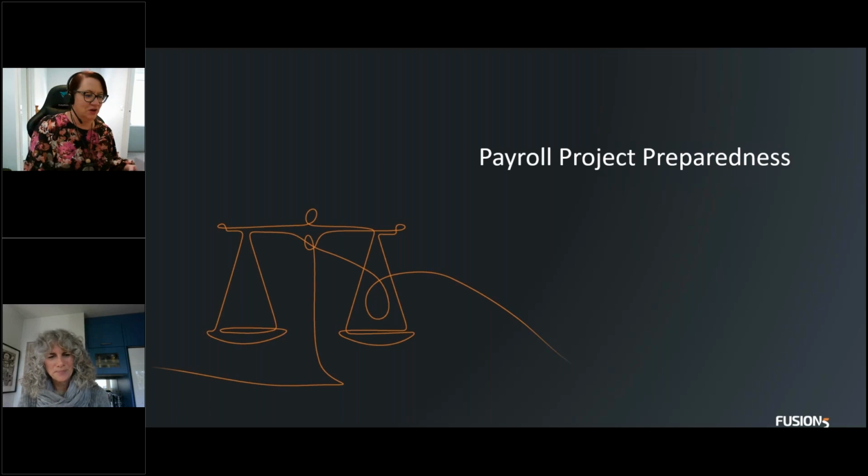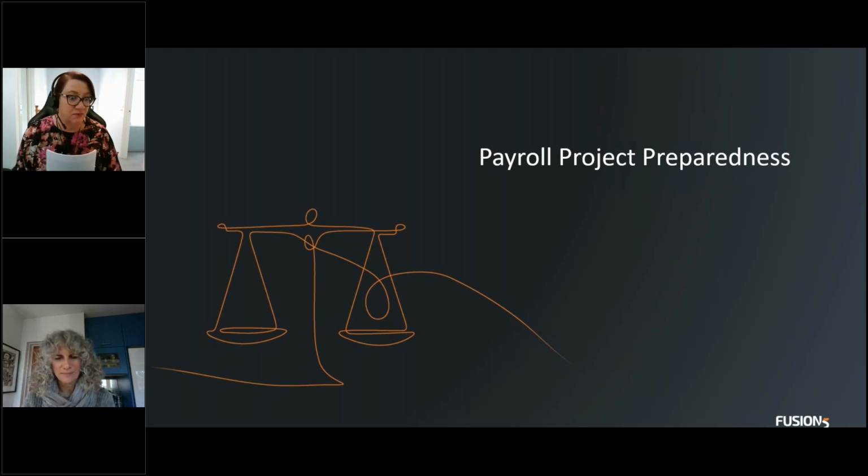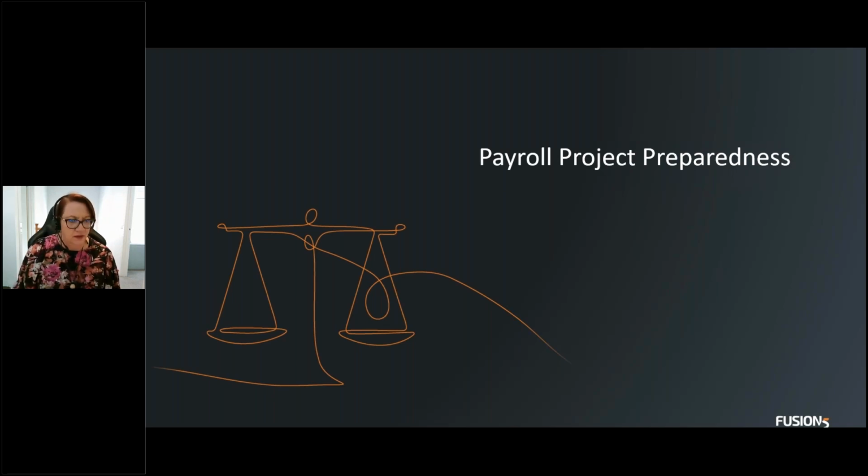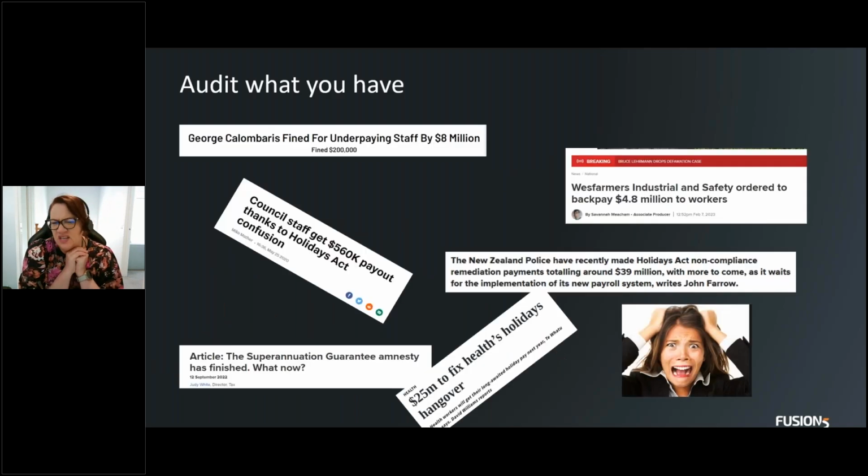So I'm going to take over now and talk about some of the things that you can be doing either before you go to market, or if you've chosen your product and you're getting prepared to get started, just to help the project run a little bit more successfully. The first thing I'm starting with is actually nothing about your project, but it's looking at what you've got and auditing what you've got.